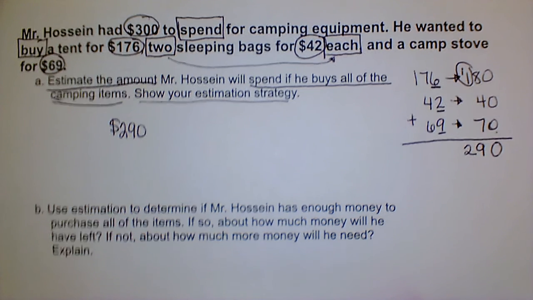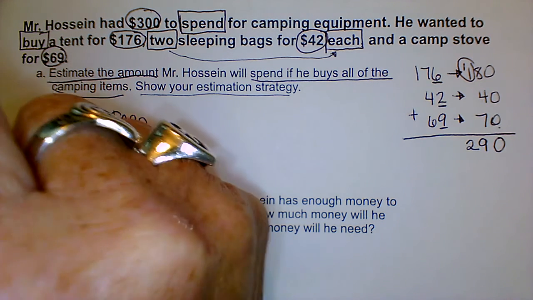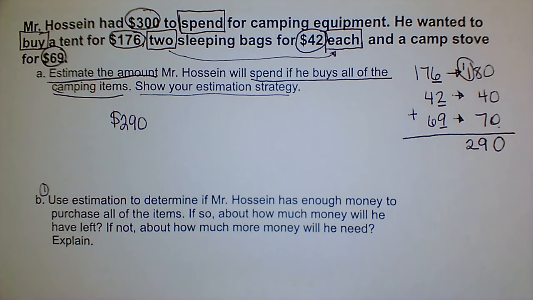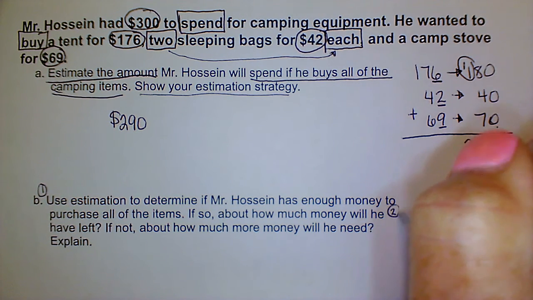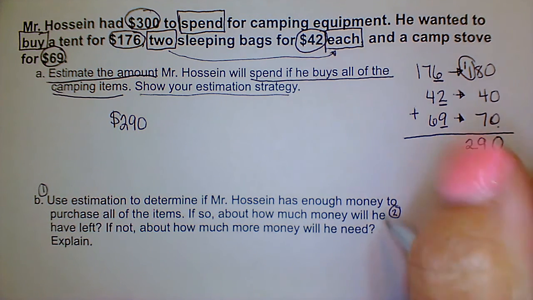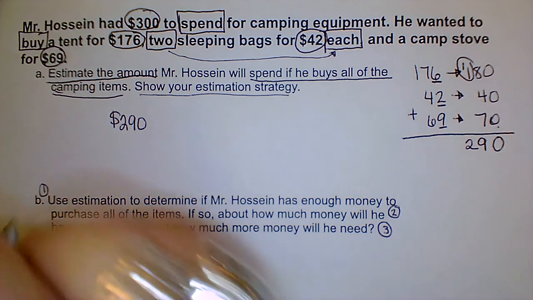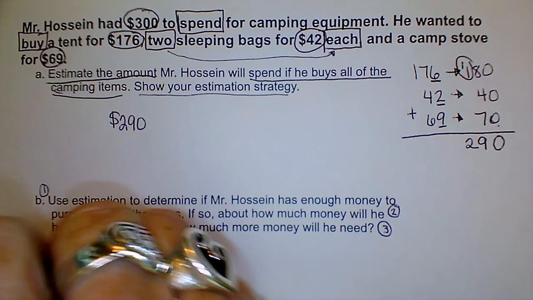Now B says, use estimation to determine if Mr. Hossein has enough money to purchase all of the items. That's question 1. Then it says, if so, about how much money will he have left? So that's question 2. And if not, how much more money will he need? So that's question 3. And then it tells us we have to explain.